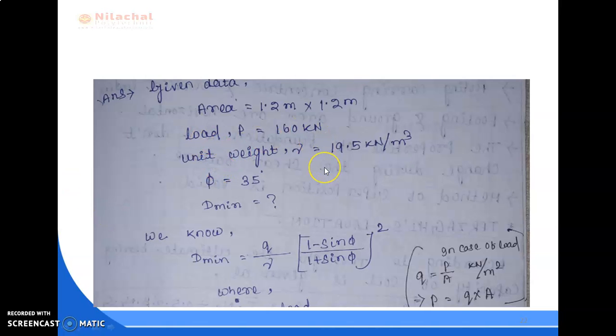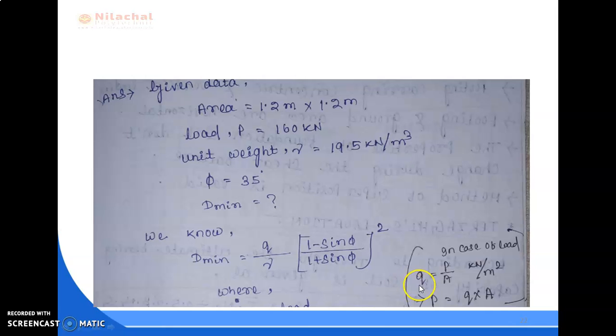Here area equal to 1.2 meter into 1.2 meter, load P equal to 160 kilonewton, unit weight gamma equal to 19.5 kilonewton per meter cube, phi equal to 35 degree. We have to find out D minimum. So already we know D minimum equal to, by Rankine's theory, q by gamma into (1 minus sin phi by 1 plus sin phi) whole square, where gamma value is given to us, phi value also given to us, but q is not given. So we have to find out the q value.